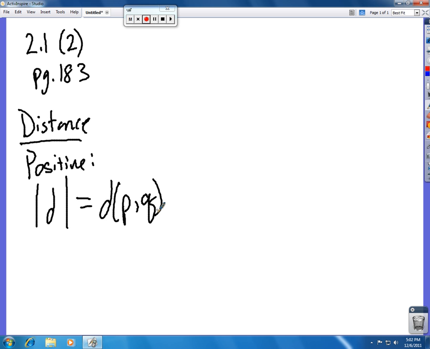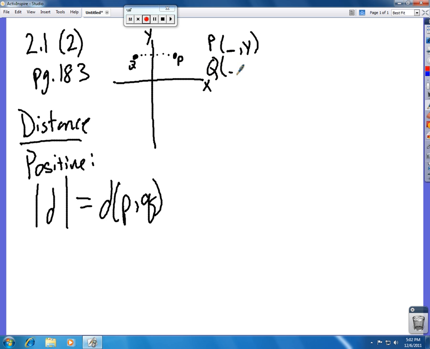Let me graph that real quick. Here's your X, here's your Y, and you have some point, say P, and some point, say Q. And as you can tell here, I made them directly across from each other, so they have the same Y value, right? So here's your P, here's your Q. P would be some X value, but it would have the same Y value as your Q. Okay, so that means they're on a horizontal line directly across from each other.